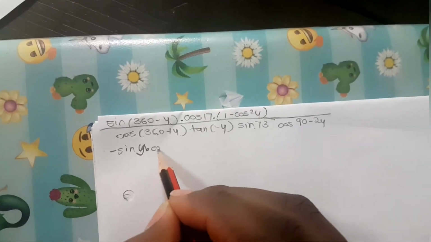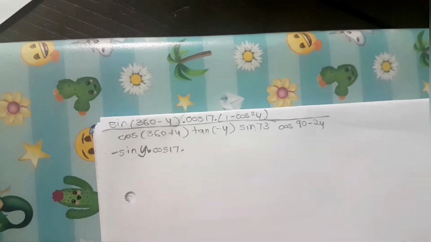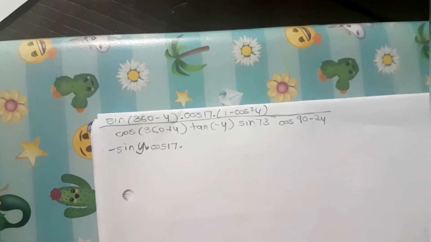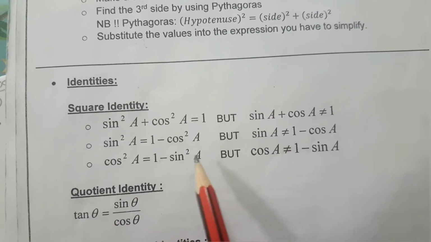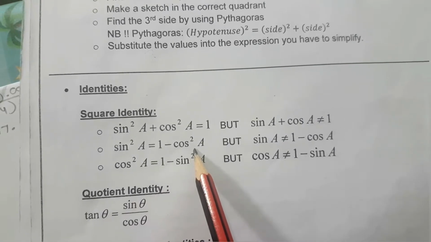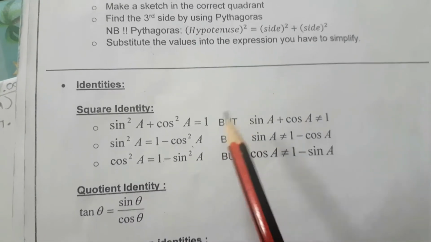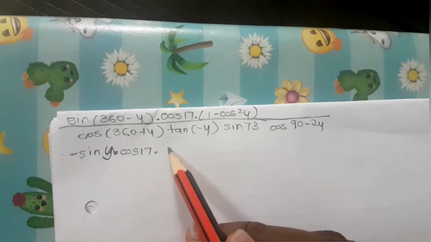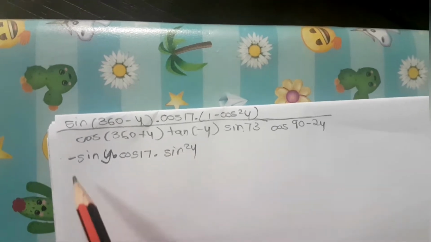And then you have cos 17. You leave that as it is because it cannot be changed now. And then 1 minus cosine squared, given to you straight from grade 11. You know 1 minus cos squared is equal to sine squared. So now that we have 1 minus cos squared y, it will be sine squared y.